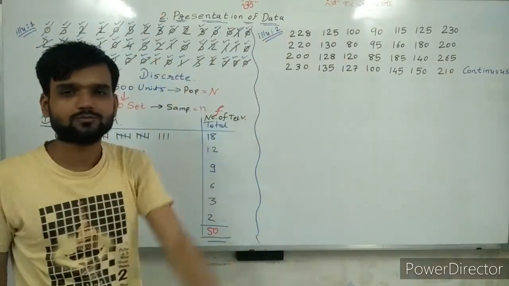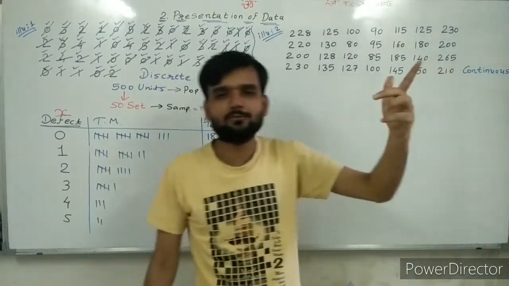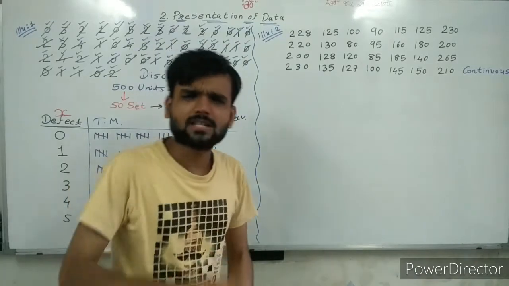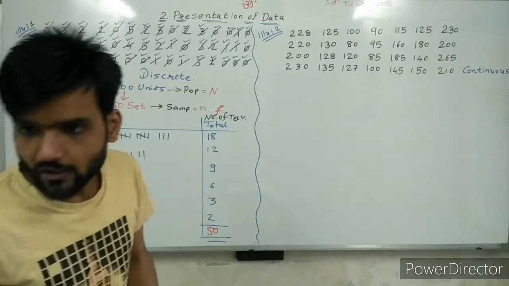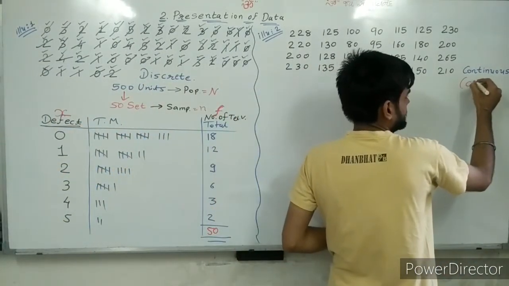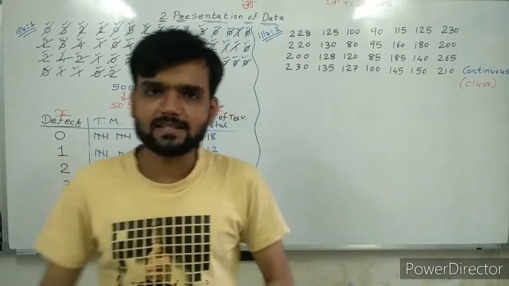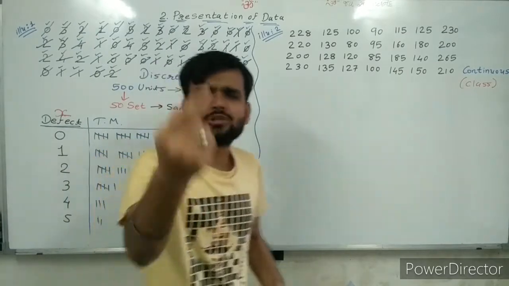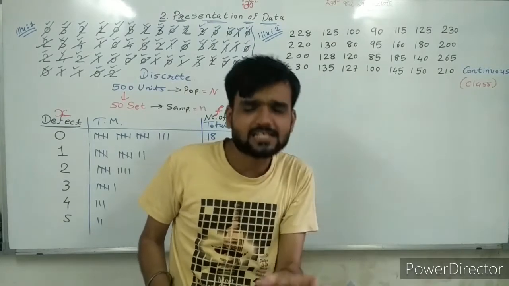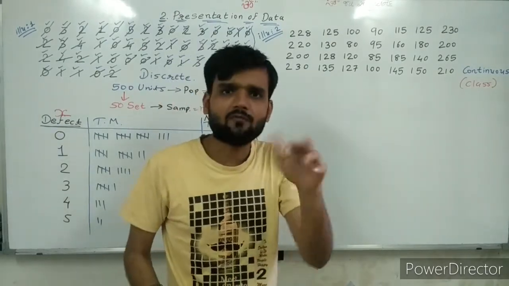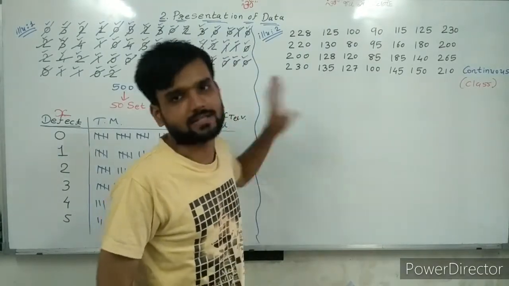Illustration number 2. Now for that, continuous frequency distribution. Now sir, what is continuous frequency distribution? In continuous frequency distribution, we are making classes. We are making classes 0 to 10, 10 to 20, 20 to 30, 30 to 40. This type of classes we are making. And then digits from 0 to 10 are covered in a particular class.